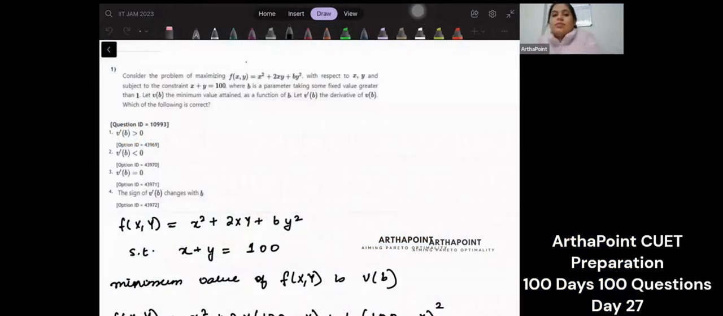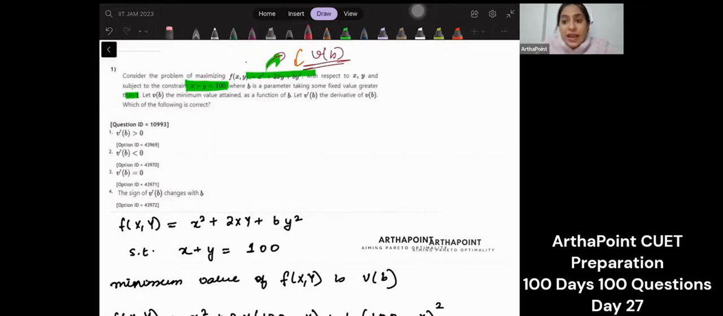DSC 2021 paper. So the first question says, consider the problem of maximizing a function, and this function has to be maximized with respect to x and y, and you're given a constraint. The constraint is x plus y, and b is some parameter that takes a value greater than 1. V of b is the maximum value attained. When you maximized this function, the maximum value that you get out of this function is represented by V of b. So the maximum value of this function will be called V of b.